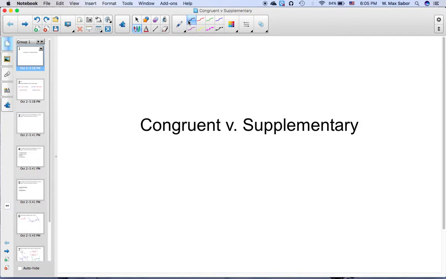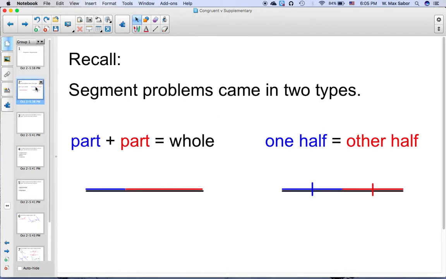Today we're going to talk about angle relationships and specifically how we can set up equations from angles. So recall that segment problems came in two types. Sometimes we had two parts that add up to a whole. So here's one part, here's another part, they add up to the whole thing.